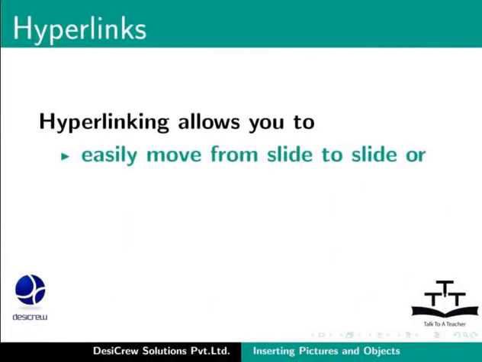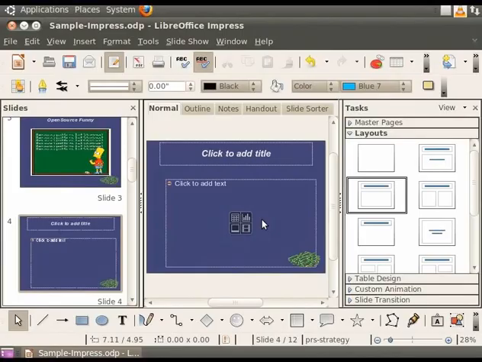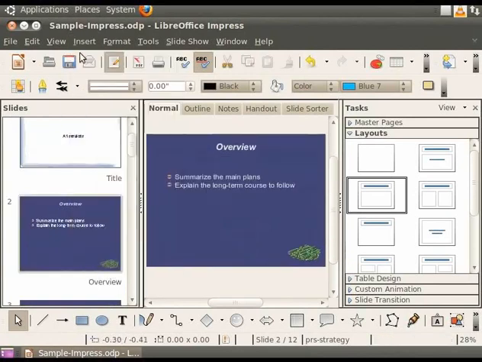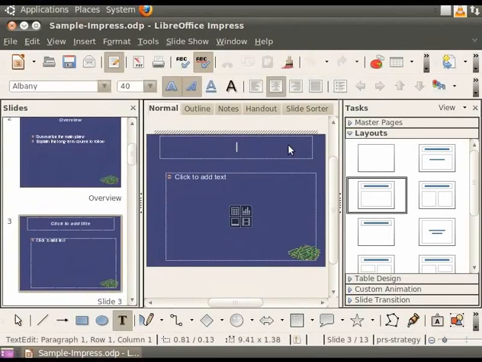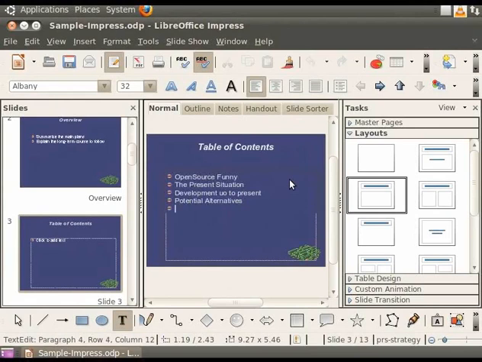Hyperlinking allows you to easily move from slide to slide or open a web page or a document from the presentation. First, we will look at how to hyperlink within a presentation. Insert a new slide after the slide titled Overview. Click on the title and type Table of Contents. Click on the body text box and type the titles of the succeeding slides as follows: Open Source Funny, The Present Situation, Development Up to Present, Potential Alternatives, Recommendation.